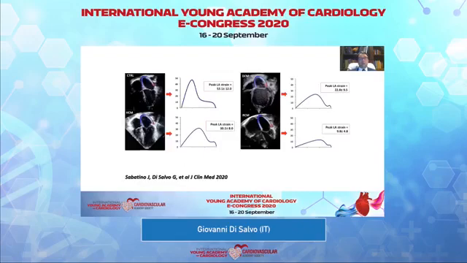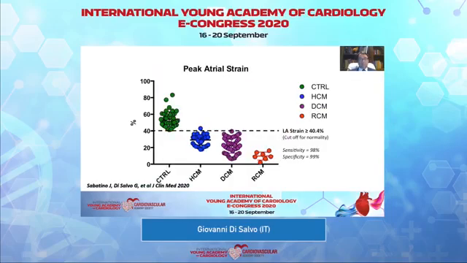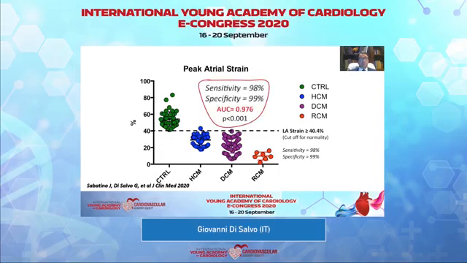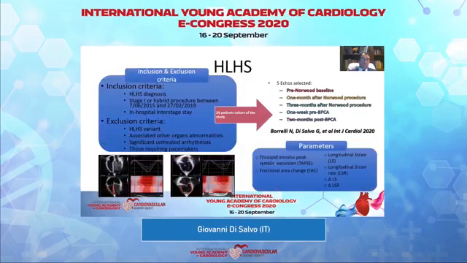ones. On the other side, atrial strain decreased significantly from controls to dilated cardiomyopathy, hypertrophic cardiomyopathy, and restrictive cardiomyopathy, and very clearly discriminated healthy children from children with cardiomyopathies, and was also very good in discriminating hypertrophic cardiomyopathy and dilated cardiomyopathy from restrictive cardiomyopathy. But we can use this technique also in complex congenital heart disease.